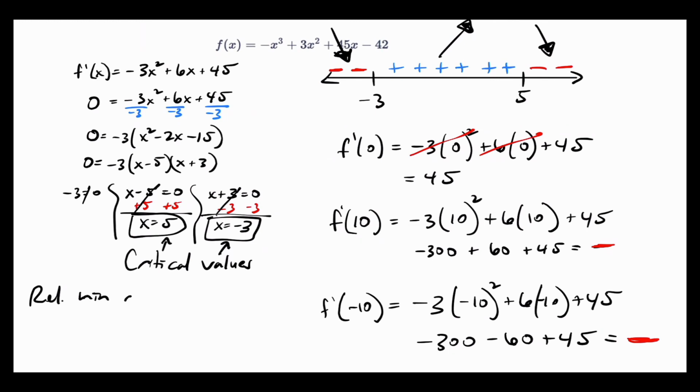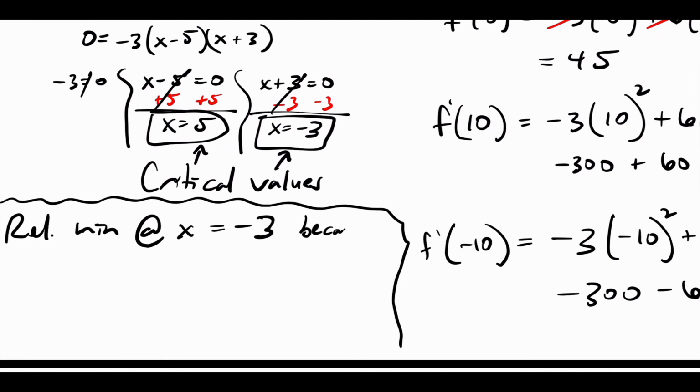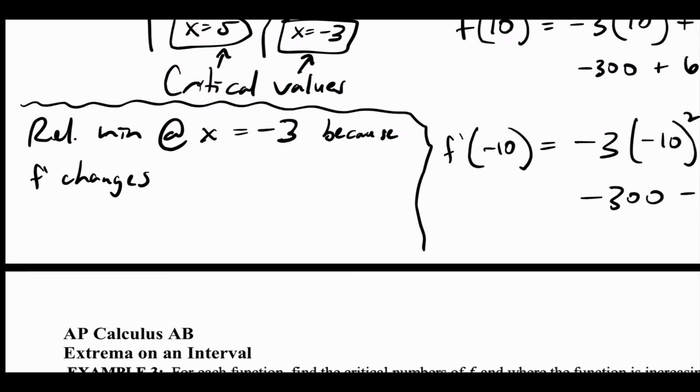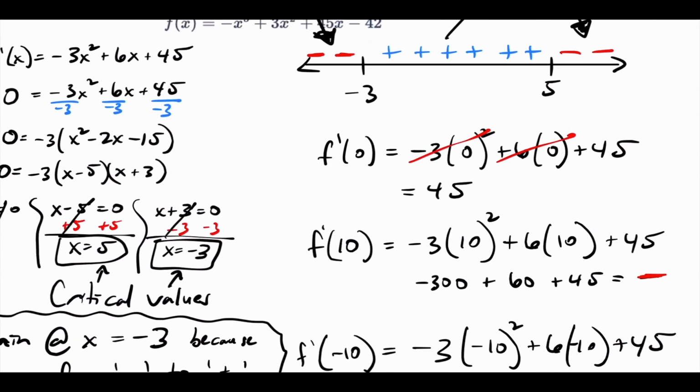So we would say relative minimum at x equals negative 3 because f prime changes from negative to positive.